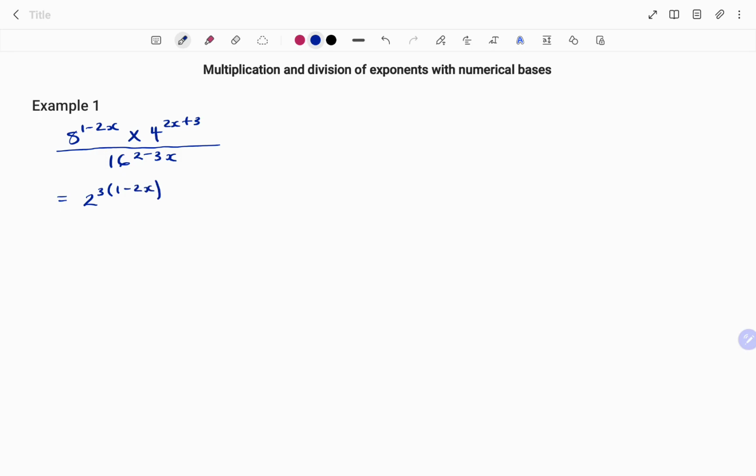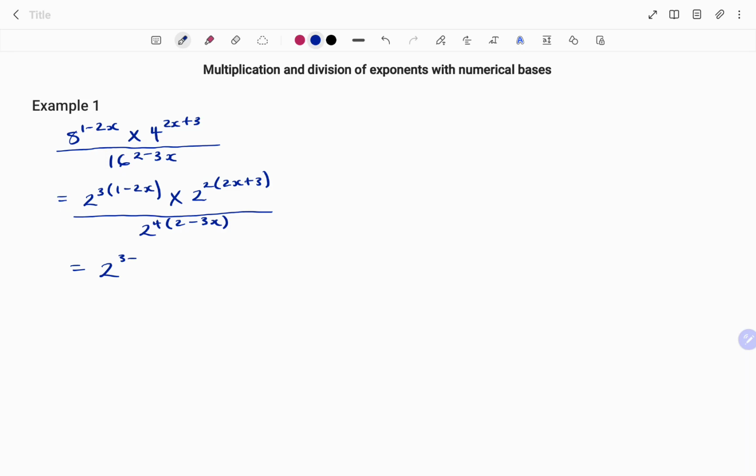And if I change my 4 to prime, it's going to be 2 to the power of 2. I'm going to put my exponents in bracket, so x plus 3 at the bottom. 16 becomes 2 to the power of 4. In bracket, I still have my expression as my exponent, 2 minus 3x. If I expand, I'm going to have 2 to the power of 3 times 1. The number outside is going to multiply all the expressions or the terms inside the bracket.